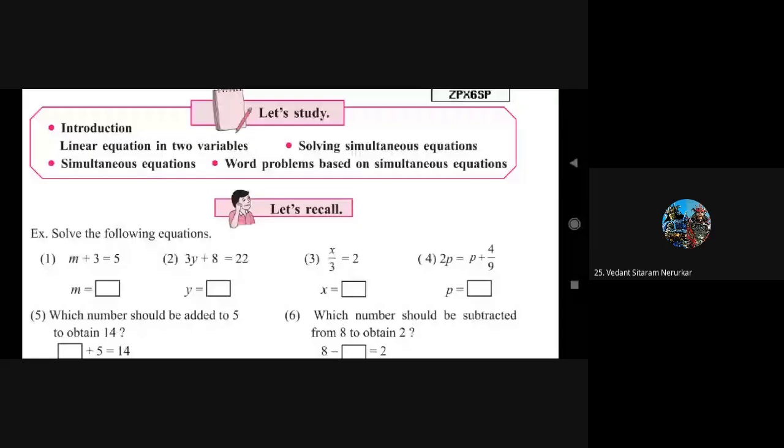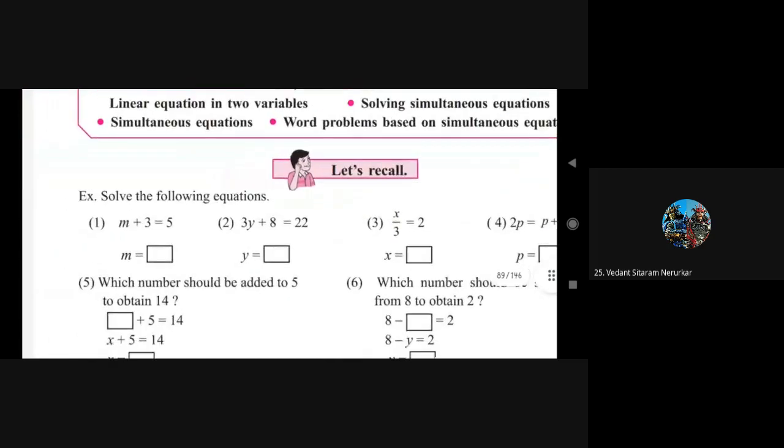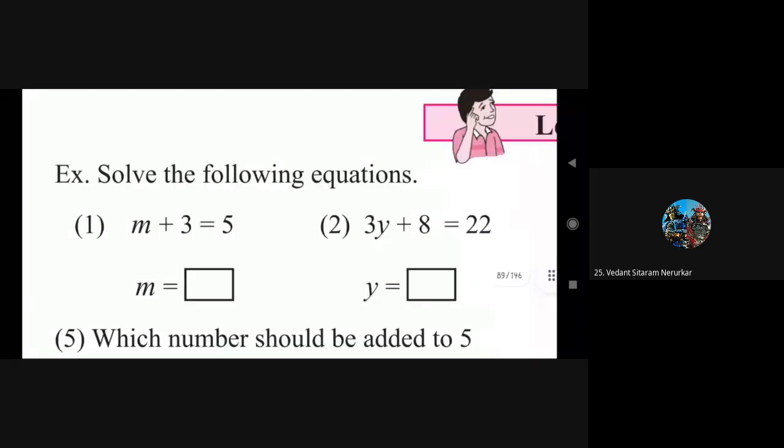Then what should be the value of m? So 3 goes to the right side and gets subtracted from 5. So m is equal to 5 minus 3, that is 2. Right? So the first equation is m plus 3 is equal to 5, so m is equal to 2.